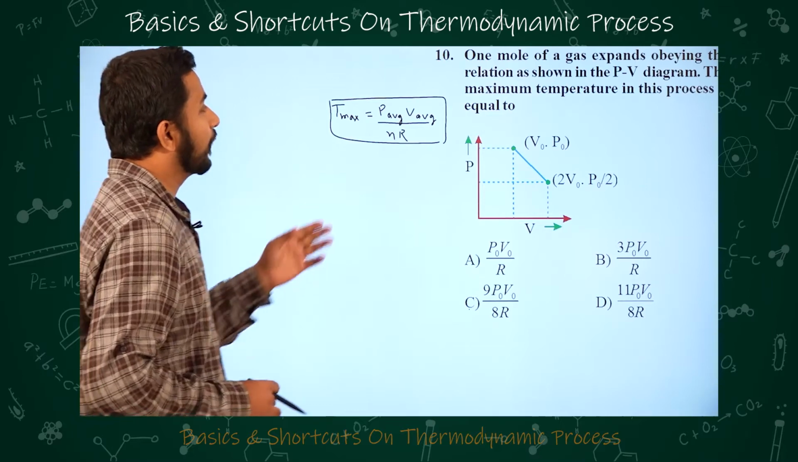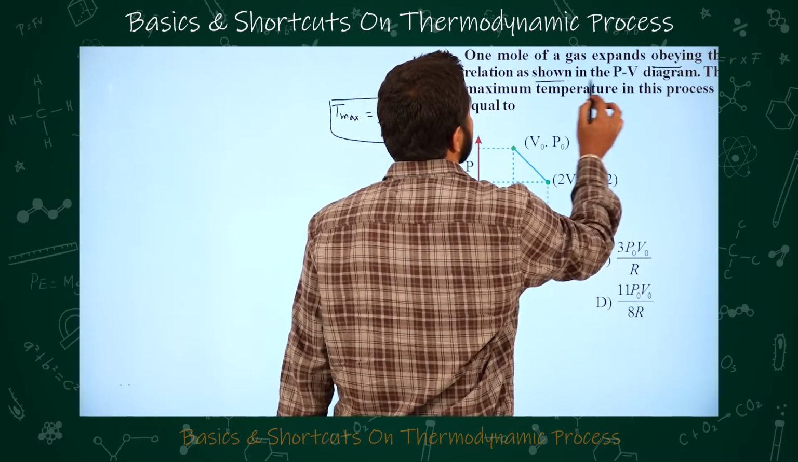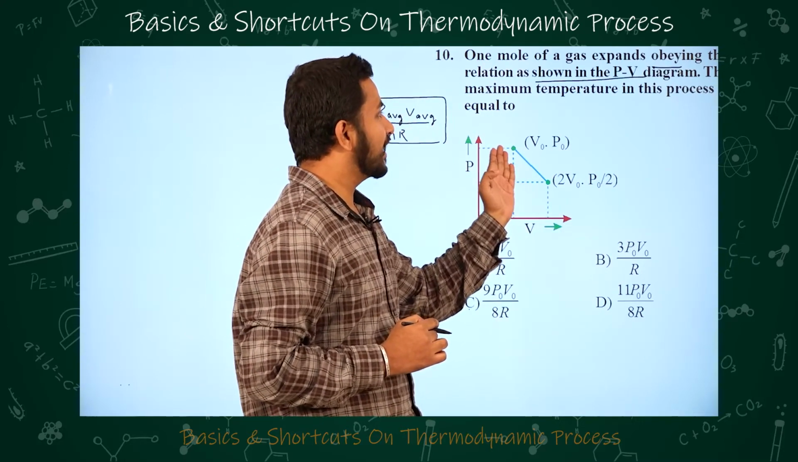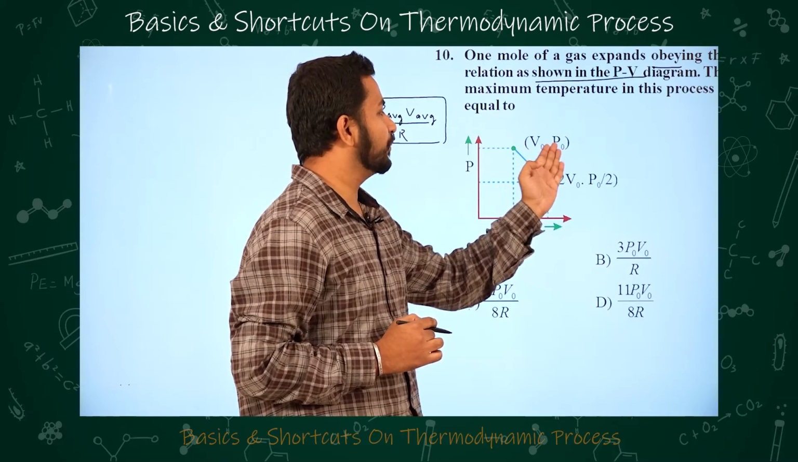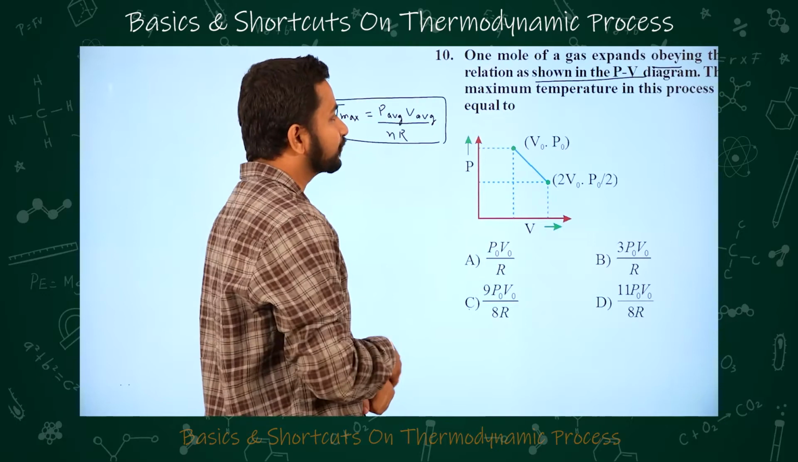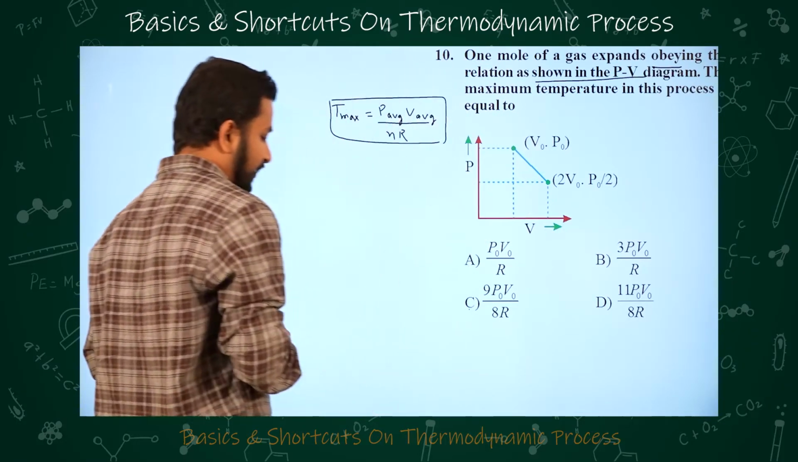one question here. 1 mole of a gas expands obeying the relationship in the PV diagram. So I have a PV diagram and a gas is expanding from V0, P0 to 2V0, P0 by 2. Okay, the PV diagram is given. Student, you have to calculate here the maximum temperature.